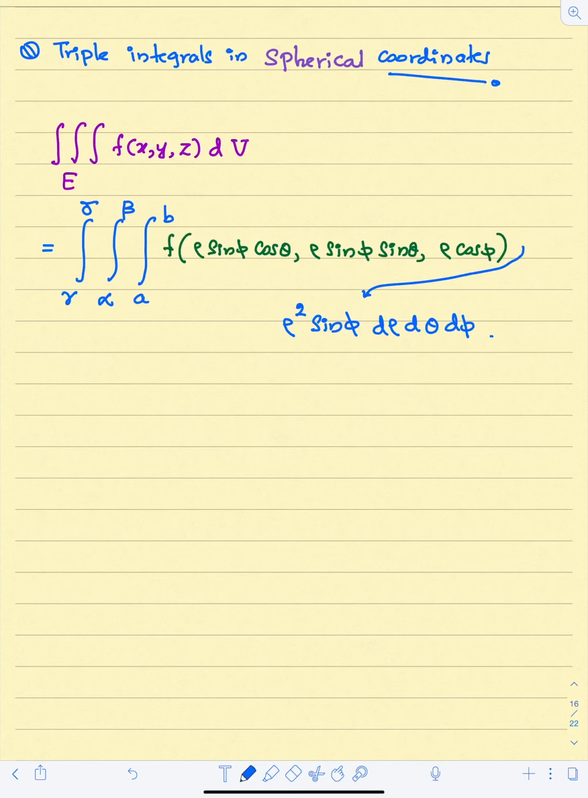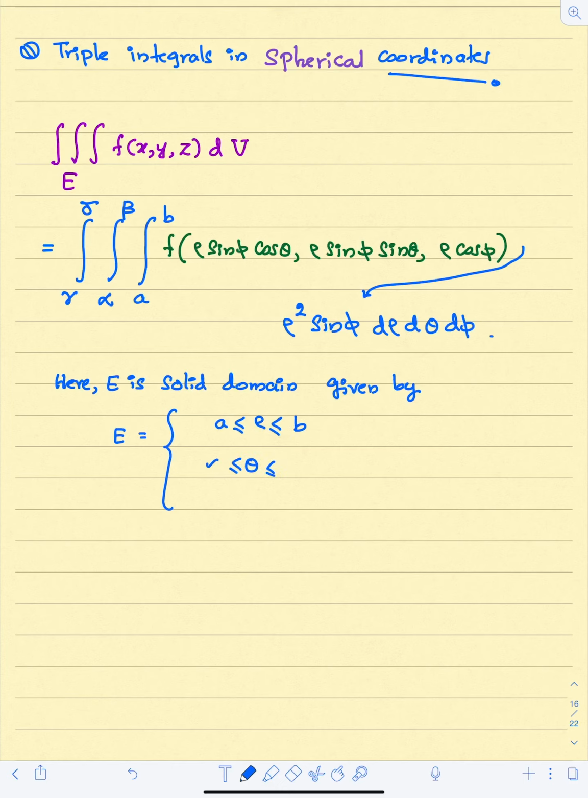So okay, let's say here E is a solid domain given by, so E contains the points such that rho values are in between a and b, theta values are in between alpha and beta, and phi values are in between gamma and delta. Okay.